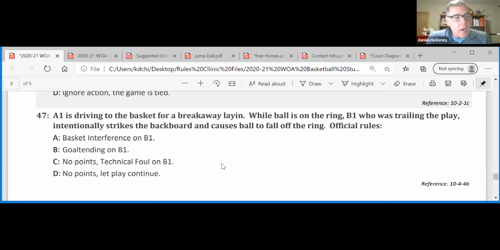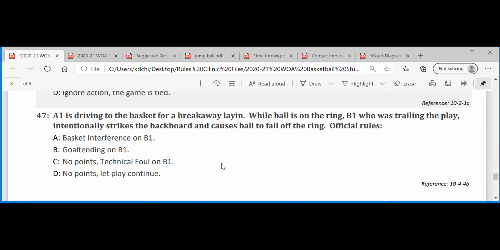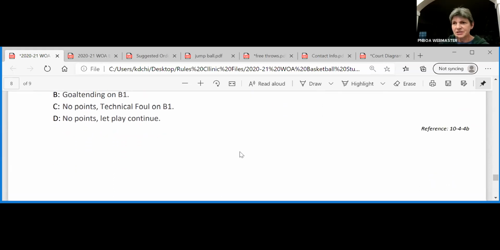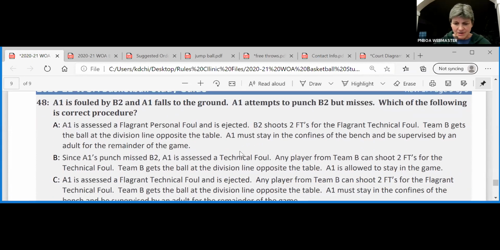If they unintentionally slap the backboard, is that a goaltend, or is there no call? That would be a no call. And coaches will disagree, because sometimes coaches think every time somebody touches the backboard, it should be a technical foul. There's judgment on this call. You just need to decide. Gotcha. Okay, Doug.